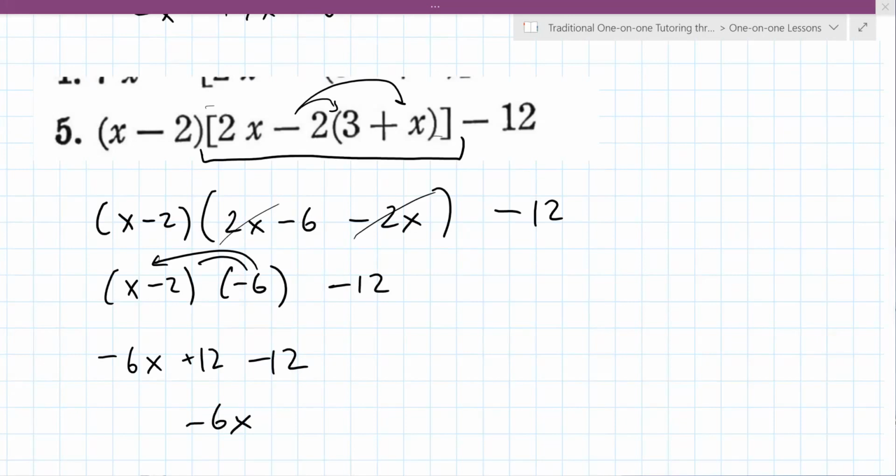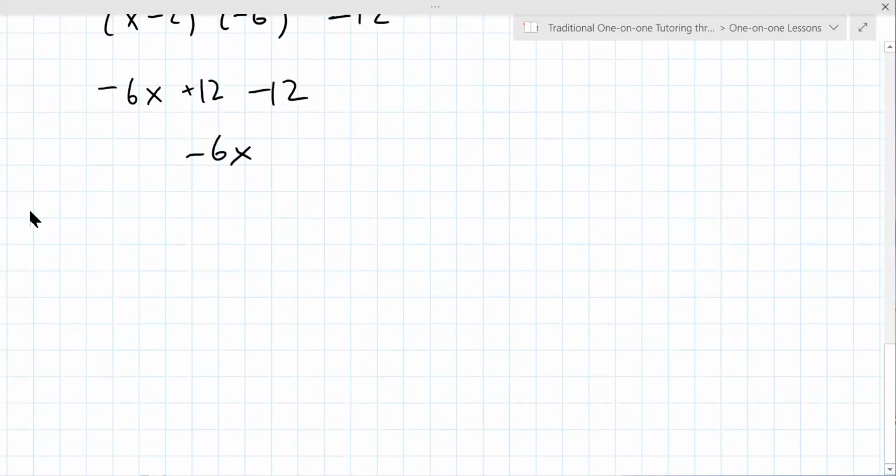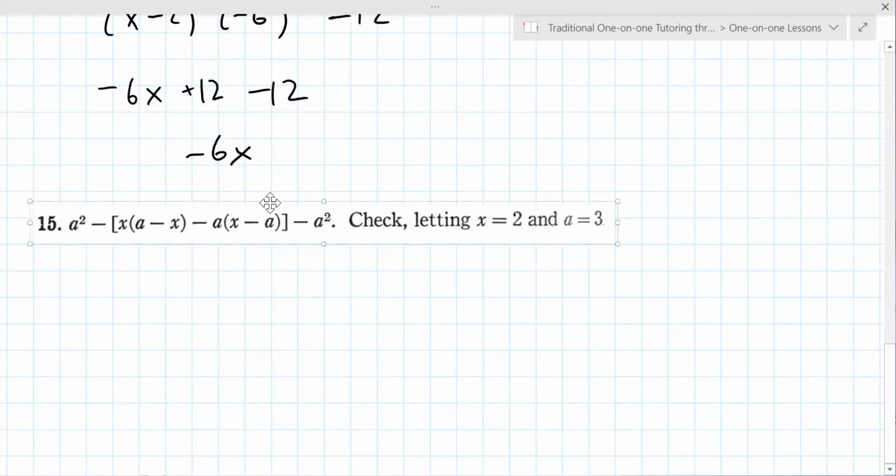Just reading this language in here, it says check. All right. So what I'm seeing here is a squared minus, but then I got a bracket. So bracket in parentheses means you really probably got to deal with this stuff first.